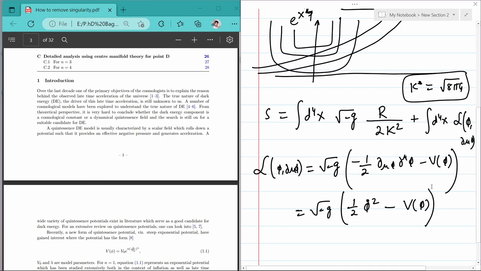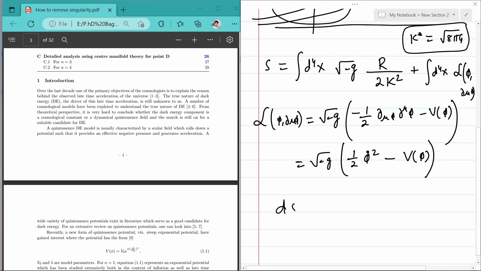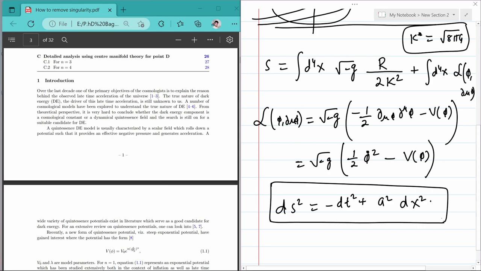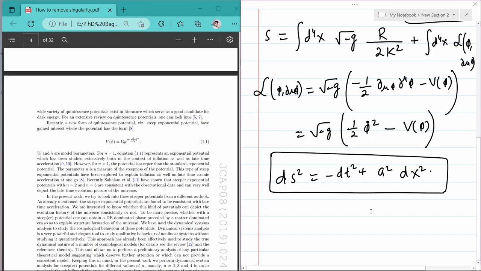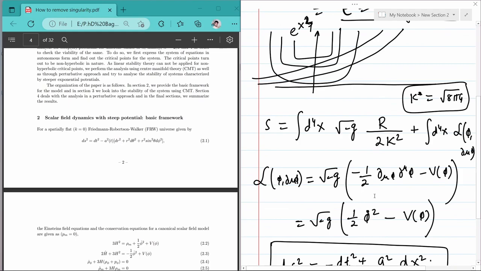Then we are going to move on, assuming that ds square is equal to minus dt square plus a square times dx square. This is the isotropic FLRW metric, which corresponds to the Friedmann Lemaître Robertson Walker metric. My choice of metric signature is minus, plus, plus, plus. Now we are going to understand the behavior of quintessence when we have the generalized potential, or as we are saying, the steep potential.